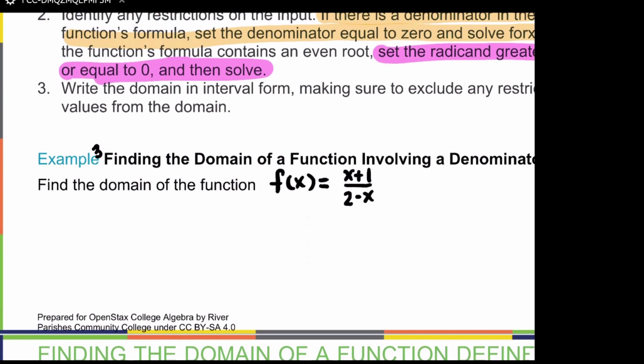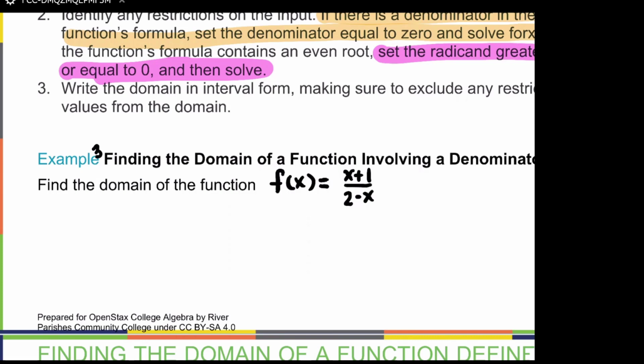Alright, so we have the function x plus 1 over 2 minus x. So this is a fraction. And we are not solving this function, we're not evaluating the function, we are finding the domain. What we're doing is trying to figure out what numbers we are allowed to input for x. What would the domain be? Domain is all the possible input values. Normally if it were ordered pairs, we would list them. But in this case, a lot of times there's an infinite number of values that you could input for x.